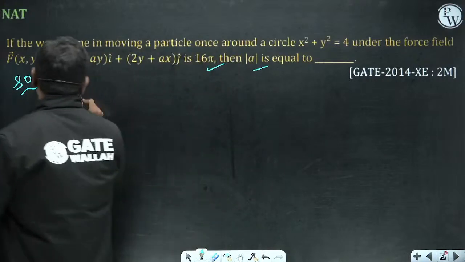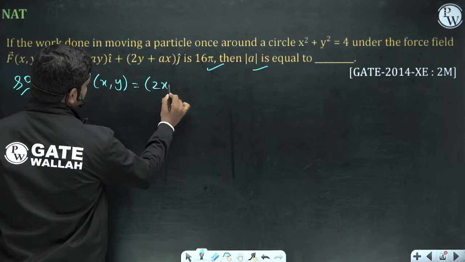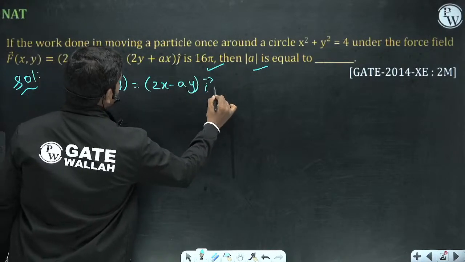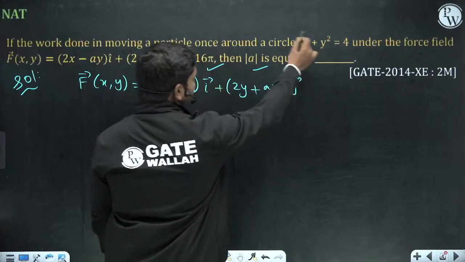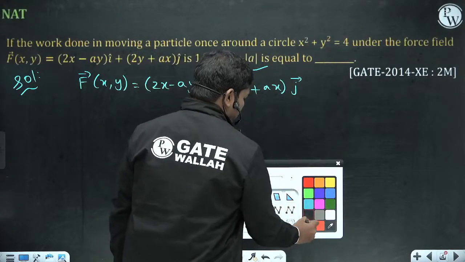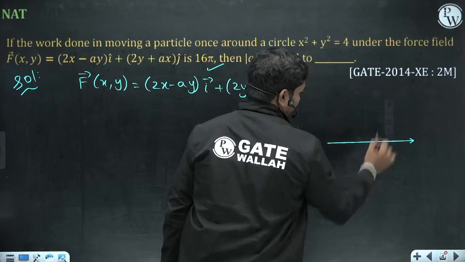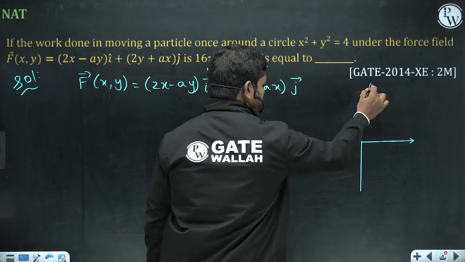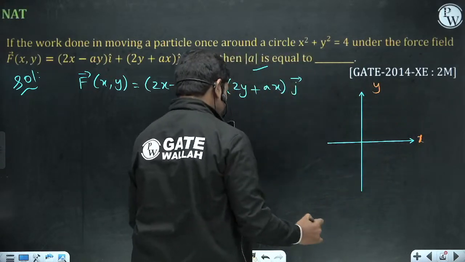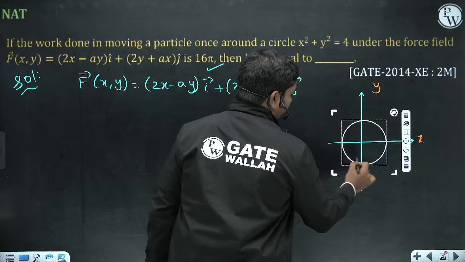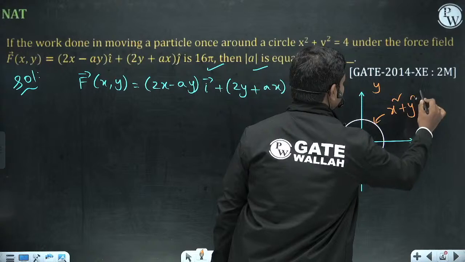F bar of x comma y is equal to (2x minus ay) i bar plus (2y plus ax) j bar. And what is the path? This is the path. If you draw the circle, this is our axis, x and y, and we have a circle. What is the equation of this circle? x square plus y square is equal to 4, right.